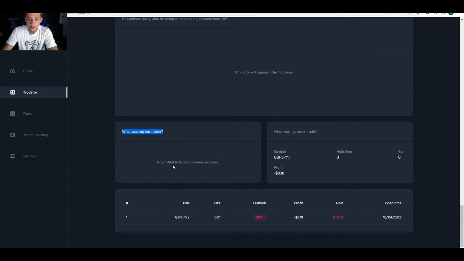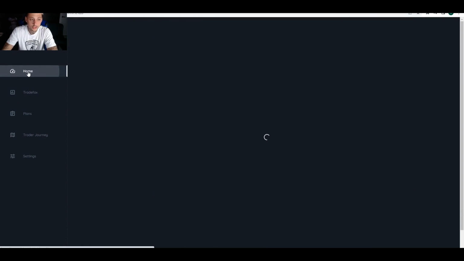Then you're going to have your best trade, which I don't have a winning trade yet, and then you're going to have your worst trade. So you can always compare your worst trade to your best trade and how long you held that position for. And then you have basically your profit and losses down here, your specific trades.